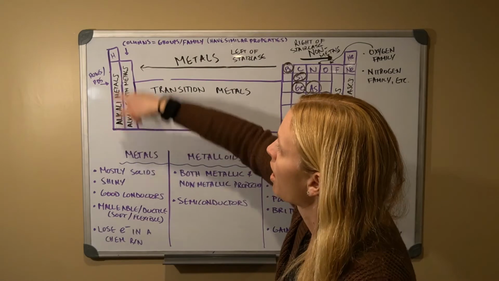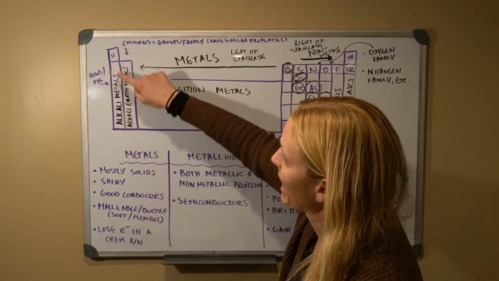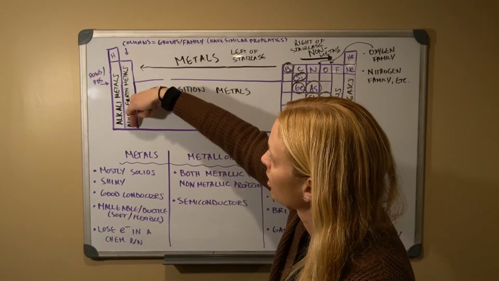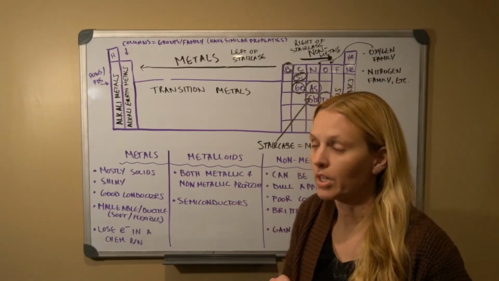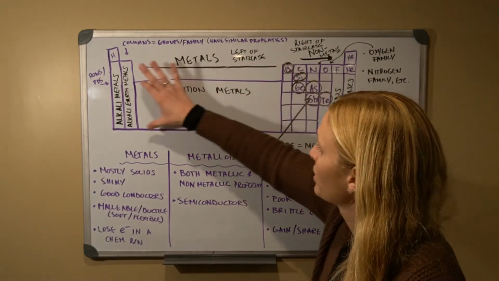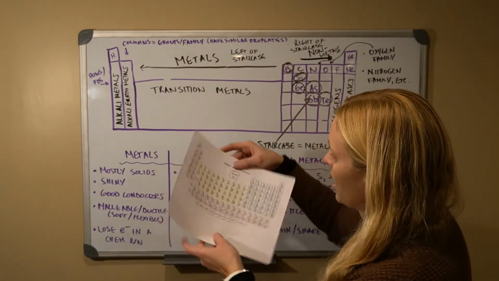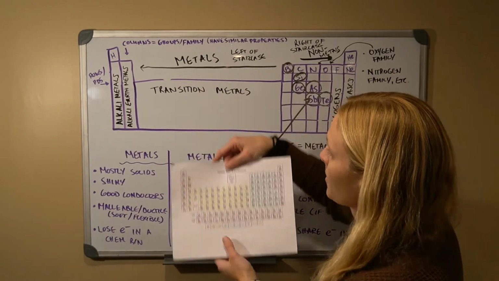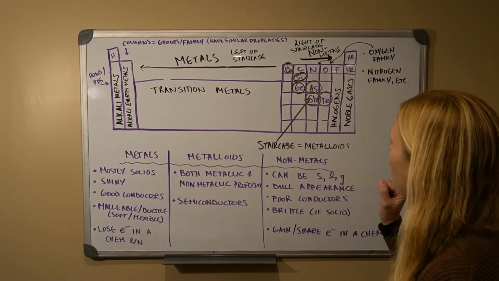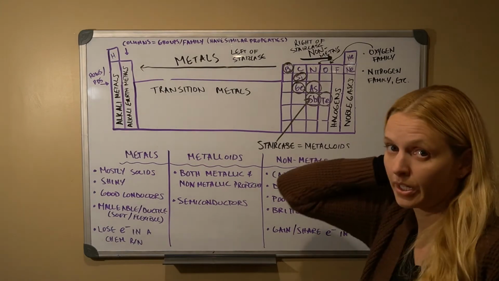The first column on the periodic table, these are called the alkali metals, all of them in that same column. In the second column, these are the alkaline earth metals, so those are all the metals that you find in the earth. And then in this middle block section, in this yellow part right here, these are called the transition metals.